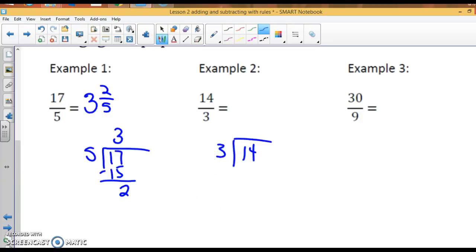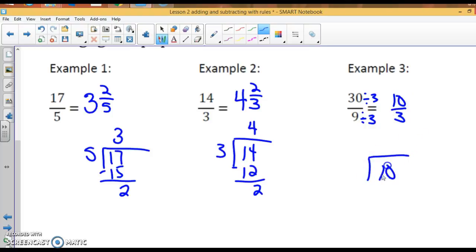How many times does 3 go into 14? It goes in 4 times. That's 12. Subtract to get 2. So, this is 4 and 2 thirds. 9 and 30. First thing I recognize is that I can divide these both by 3 to simplify. So that'll be 10 thirds. Now, 10 divided by 3. 3 goes into 10 3 times. That's 9. 10 minus 9 is 1. So my mixed number is 3 and 1/3.